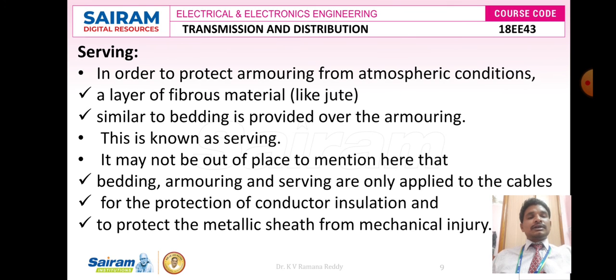heavy mechanical injuries. Again, armoring is covered by one more material which is called serving. So what is meant by serving? In order to protect the armoring from atmospheric conditions, a layer of fibrous material like jute covers the armoring. That means the galvanized steel tape or steel wire is again covered by one more fibrous material like jute, similar to bedding. However, bedding covers the lead sheath, whereas serving covers the armoring.